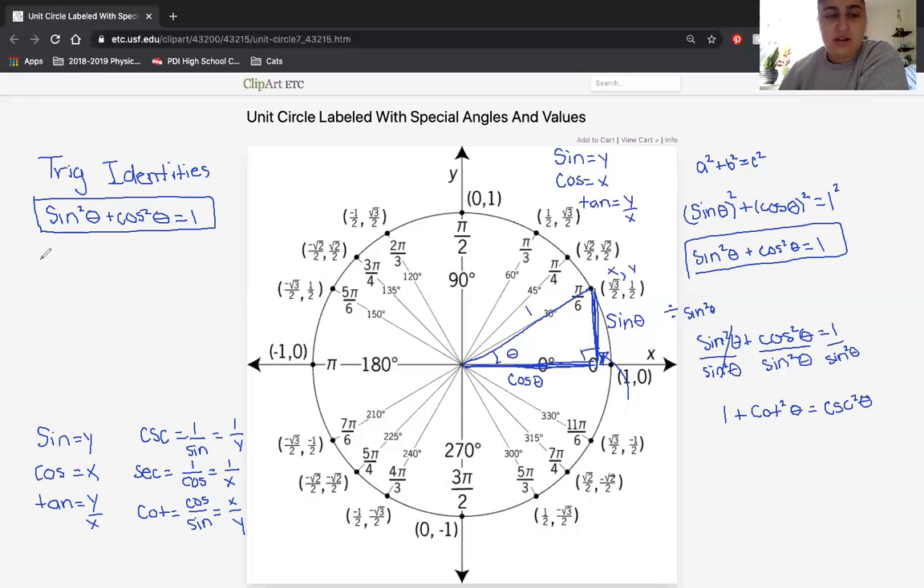Okay, so our next trig identity is 1 plus cotangent squared theta equals cosecant squared theta. So that's my second trig identity.